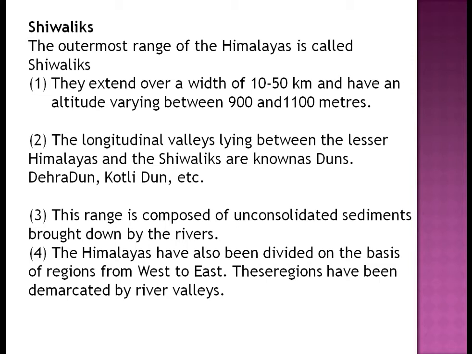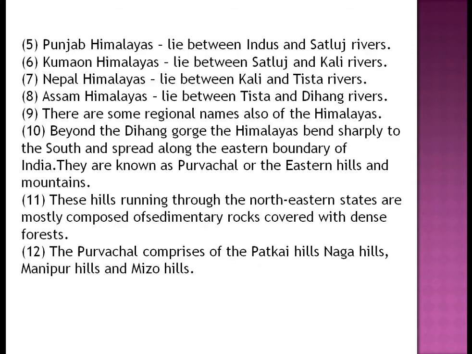The Himalayas have also been divided on the basis of regions from west to east. These regions have been demarcated by river valleys. So we are going to see the division by river valleys: Punjab Himalaya, Kumaon Himalaya, Nepal Himalaya, Assam Himalaya. The river division is given here. In our regular video we had explained this part, so let's once again quickly revise it.